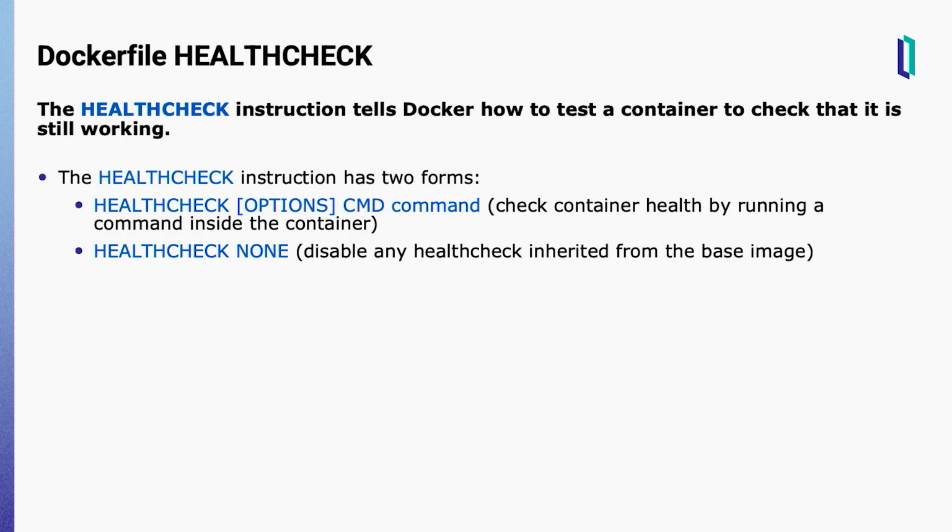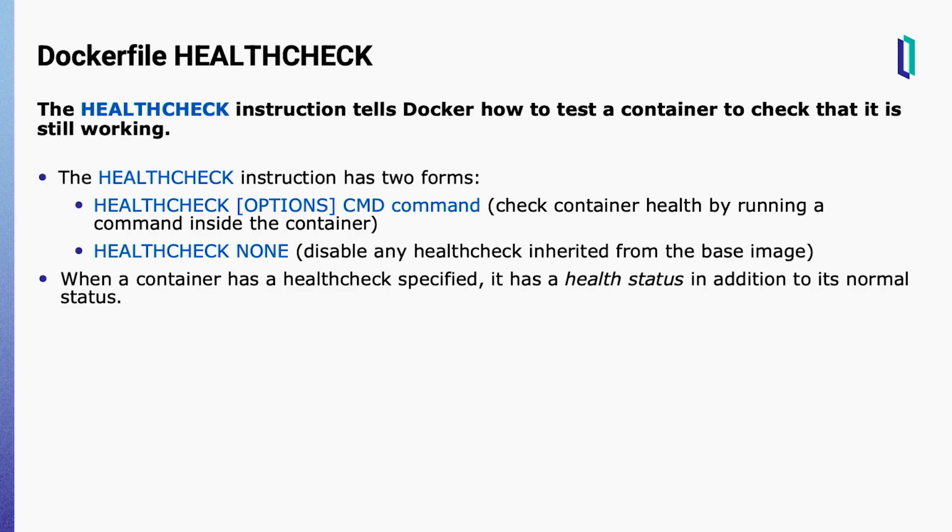So the health check instruction has two forms, really. We'll talk about the first one, where you can issue a command inside the container to check the health and the status within there. Health check none is just something you can use if you want to disable any health check you may have inherited from a base image. I described that with a Docker file, you're starting off with a base image, and then you're adding all your own information. Well, if you want to disable anything you may get from the base image, you can use health check none.